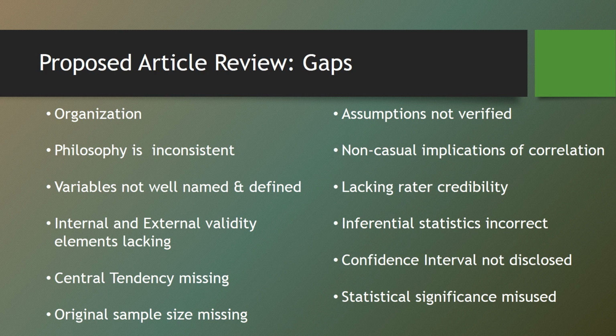The variables were not well named and defined, which set the remainder of the data analysis to fail. It was difficult to follow the research design, as there were critical internal and external validity elements lacking, including central tendency and original sample size. The study noted a rater who interpreted the responses of the survey but did not disclose the qualifications of said rater, which leads the reader to question the validity of the qualitative interviews to begin with.